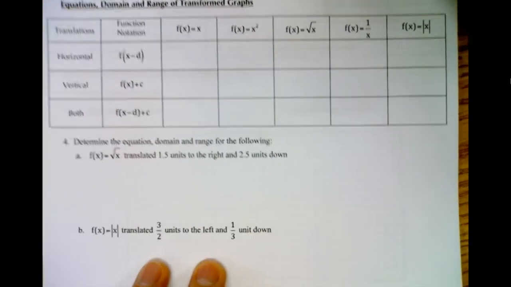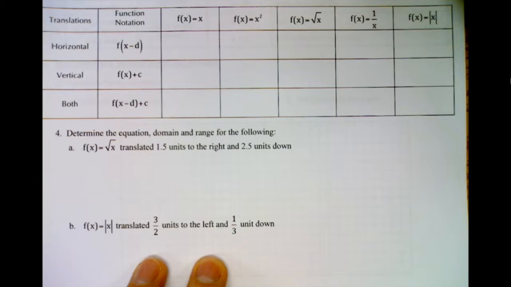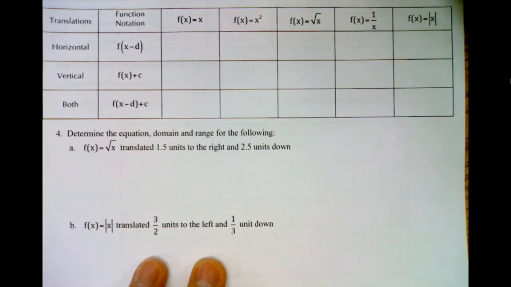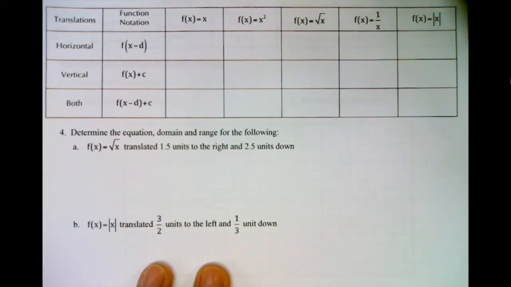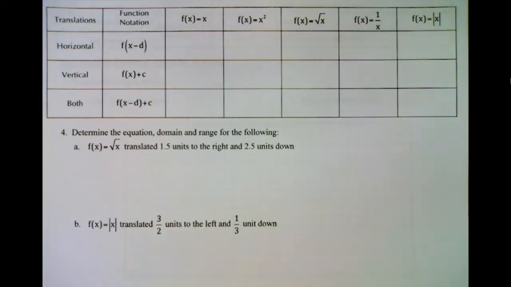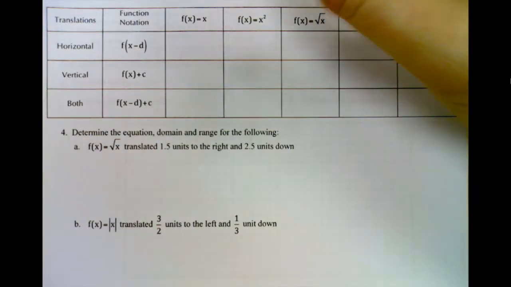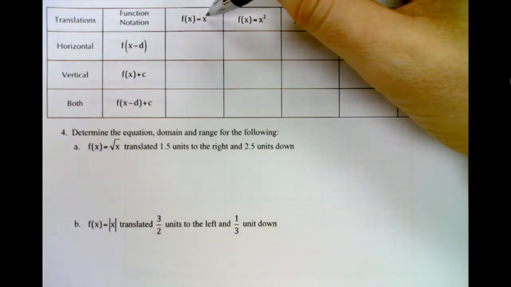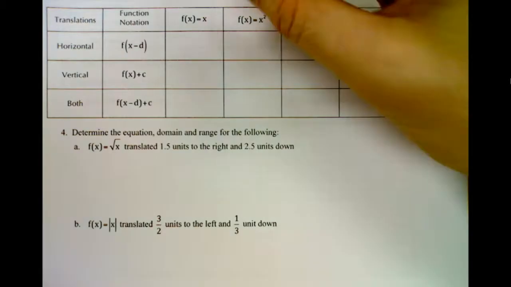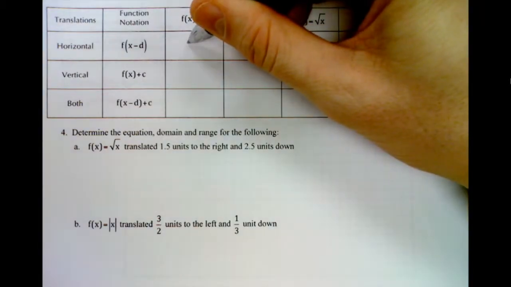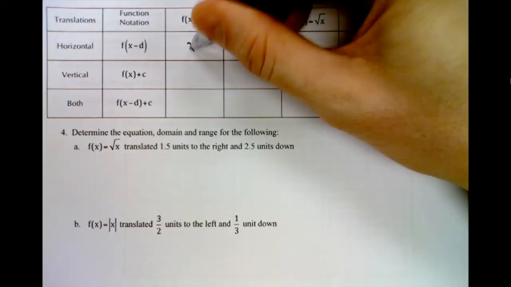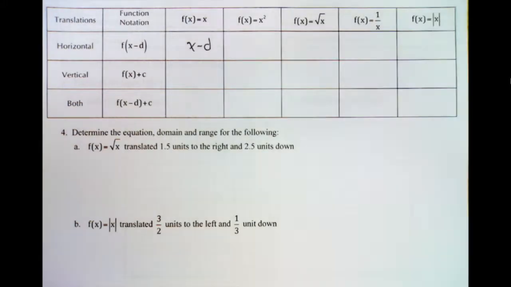So back to our parent functions. Here's the 5 parent functions we graphed. Let's show what the equation would look like if we had a d and a c and both. If we had a d on the y equals x equation, basically it would look like this. You would have x minus d. So in the equation it would say like x minus 2, and that would tell us that d is 2.